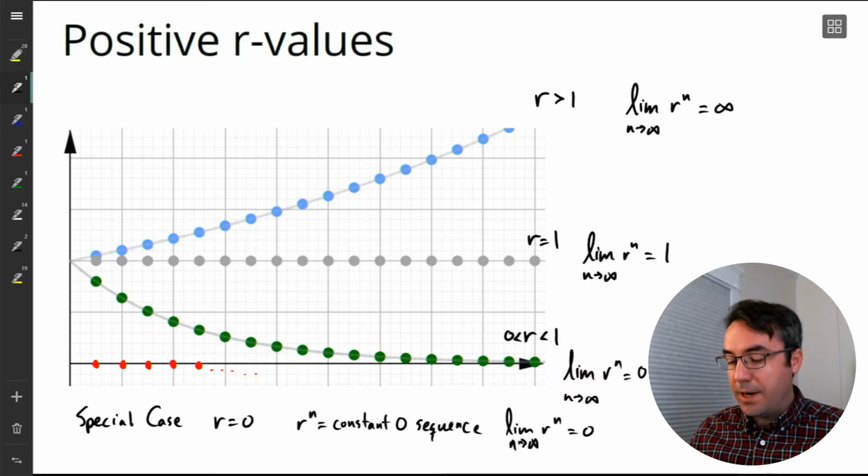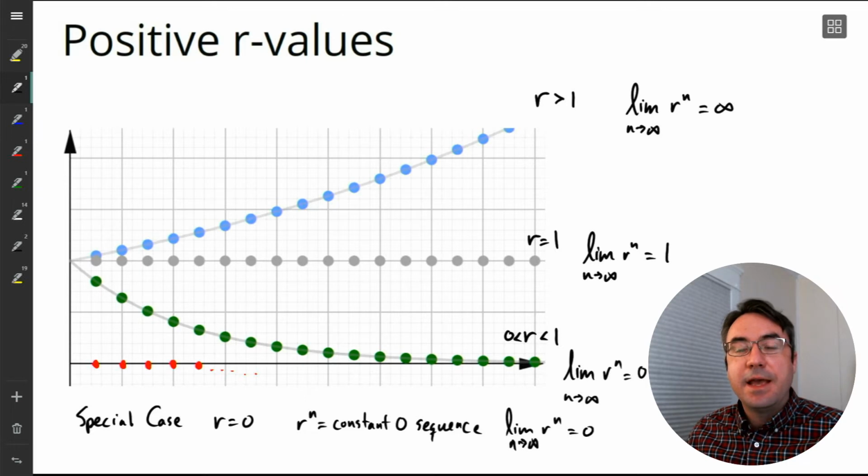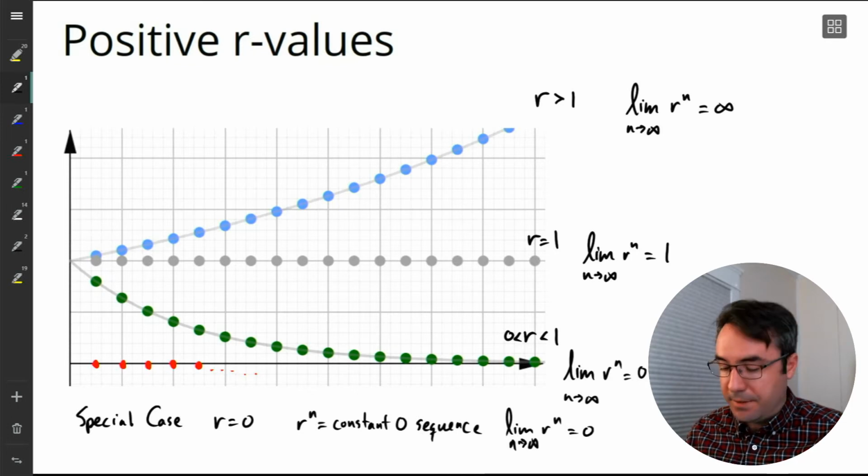All right, so what happens if r is negative? We're going to see very similar patterns here, but because we're having a negative raised to a power n, that's going to introduce an alternating look to it.